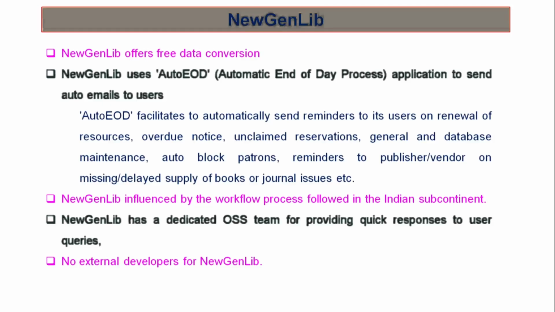And one of the major advantages when we consider Koha and ABCD, as I discussed in the initial stage, is that this NewGenLib software is developed by Indian library professionals. Now, as I have discussed in the previous classes, Koha and ABCD are developed by foreign countries. So whenever software is developed by foreign countries, the functionalities they create will be more inclined to their surroundings or their situations. So that means it will be more fit to the Western or Eastern countries.